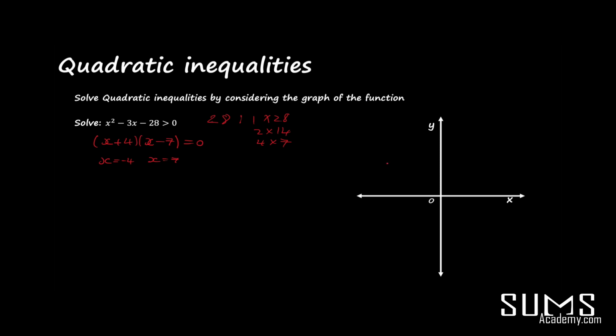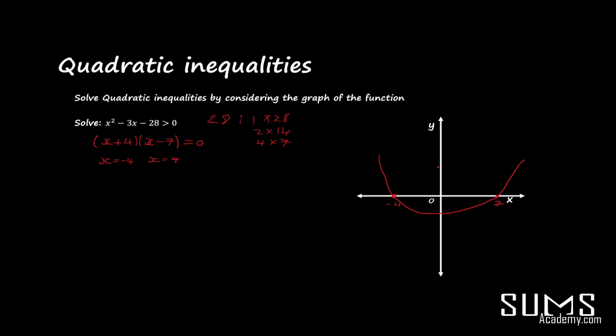So what does this really mean? Well, I can see it's going to be a minimum turning point. I know there are roots at negative 4 and 7, so I know the graph of the function is going to look something like this.